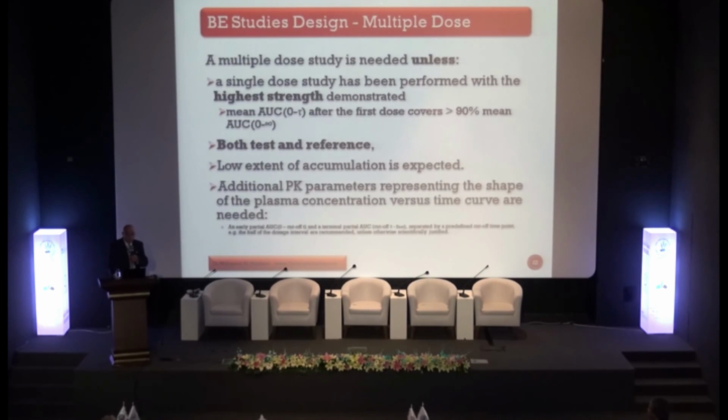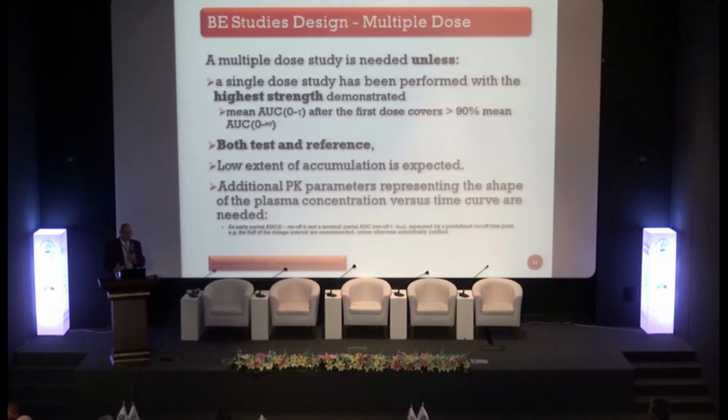If we have multiple dose, then in this case we go for the high strength. How do you define accumulation from the literature review? If the first dose of the mean AUC from 0 to t time actually covers more than 90% of the mean AUC from 0 to infinity, that means most of it has already been released. And in this case, there is no accumulation.